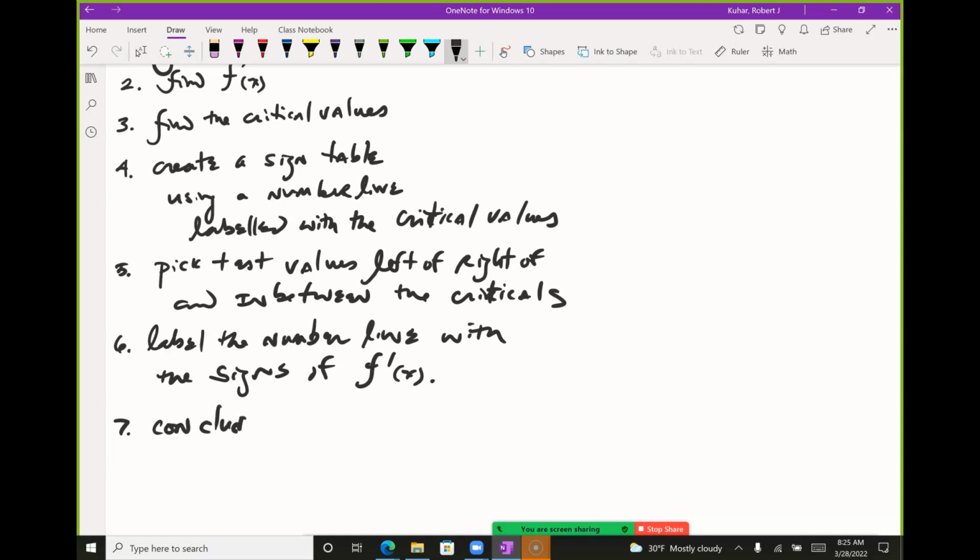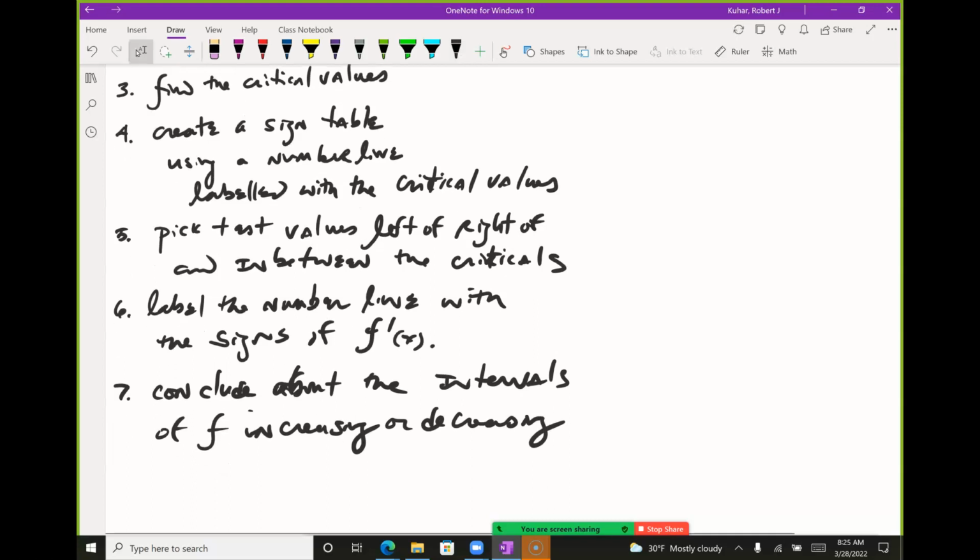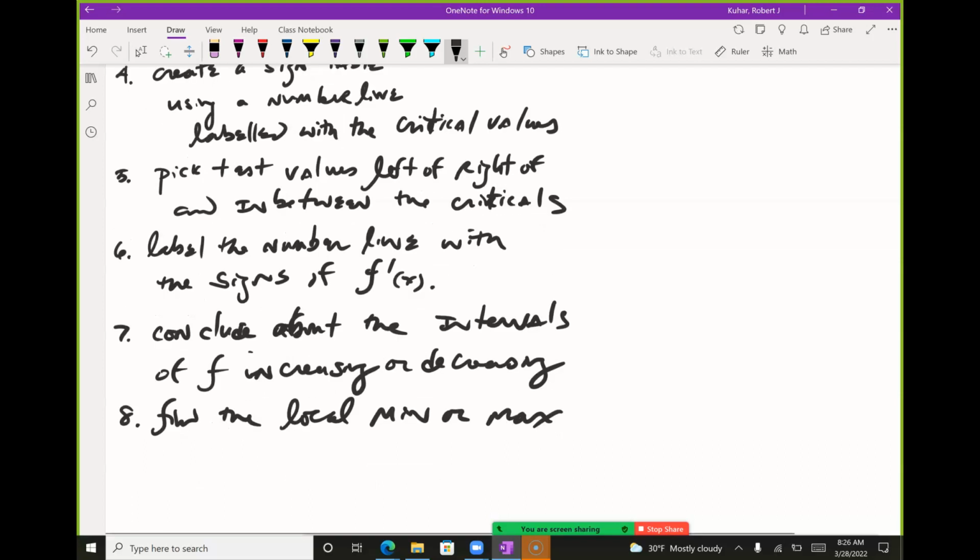Conclude about the intervals of f increasing or decreasing. Find the local min or max if they exist.